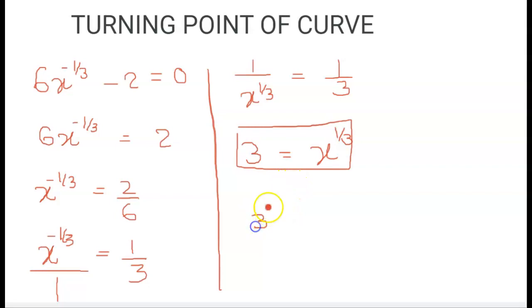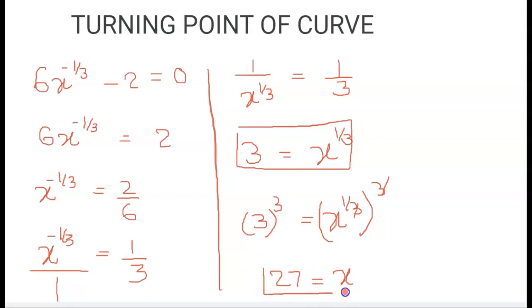Which means I need to do the 3 cubed here, and I need to do x to the power 1/3 cubed here, because I need to get rid of the cube root. This will cancel, and you will get the x. The cube of 3 is 27. So this is the turning point. Well, not the turning point, the x coordinate of the turning point.